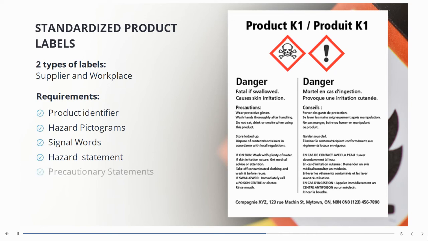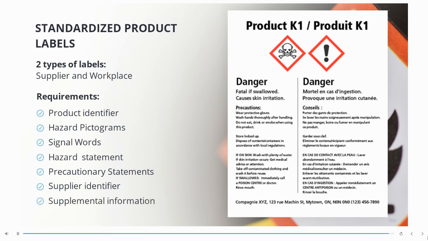5. Precautionary statements. Precautions to be taken to minimize or prevent adverse effects from exposure to the product and include PPE to be used, emergency and first aid measures, as well as storage requirements, information on how to respond to an accidental spill, and disposal of chemical. 6. Supplier identifier. Provides the name of the company which made, packaged, sold, or imported the product. 7. Supplemental information such as the route of exposure.